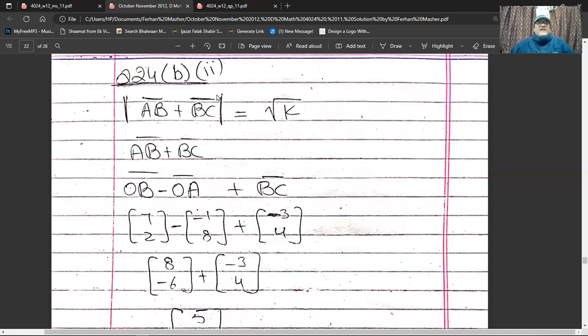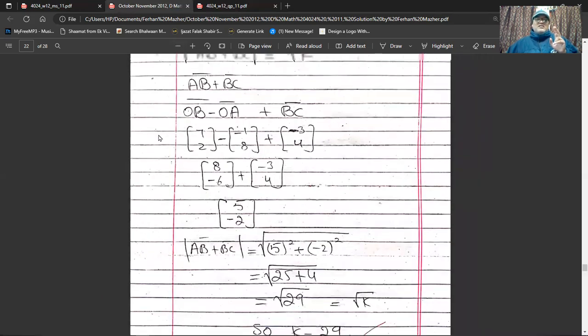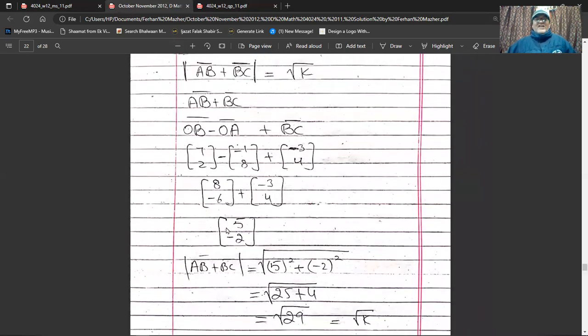So in the place of AB, I have written OB minus OA. That's the position vector. BC, I know its value. OB is (7, 2) minus OA is (-1, 8), plus BC is (-3, 4). That is given in the question. So 7 minus -1 will become 8, and 2 minus 8 will become -6, plus (-3, 4). So 8 minus 3 will be 5, and -6 plus 4 will be -2. So AB plus BC is (5, -2).